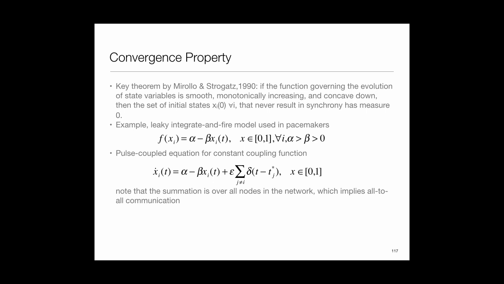But basically, what they showed was a key convergence property: under some assumptions on the nature of those f and g, almost always the network converges. Okay, so all the x's end up being synchronized.